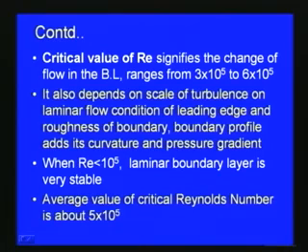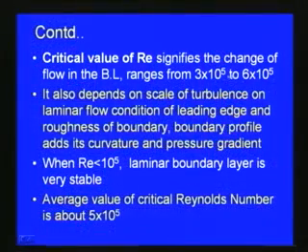A number of experiments, especially on flow over a flat plate, show that a critical value of the Reynolds number signifies the change of flow in the boundary layer. So when the Reynolds number changes from a particular range to another range, the transition starts, and then the laminar boundary layer becomes a turbulent boundary layer. For a flat plate, a number of experiments show that this can be in the range of 3 into 10 to the power 5 to 6 into 10 to the power 5. So this is the critical value of the Reynolds number, where the transition starts depending upon various other conditions.